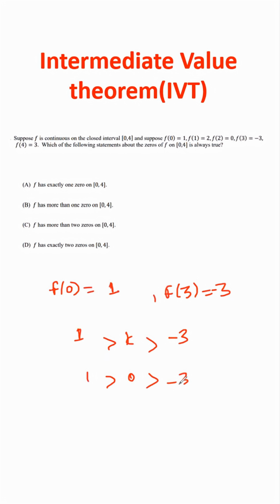It could be more than one. So exactly one we cannot say. Has more than 1 zero? Yes, it could have more than 1 zero. It can have more than 2 zeros? That we cannot say. It could have less than 2 zeros. And exactly 2 zeros? No, we cannot say with certainty.